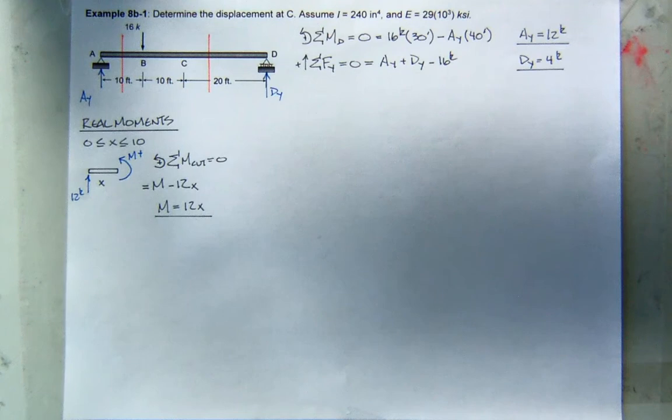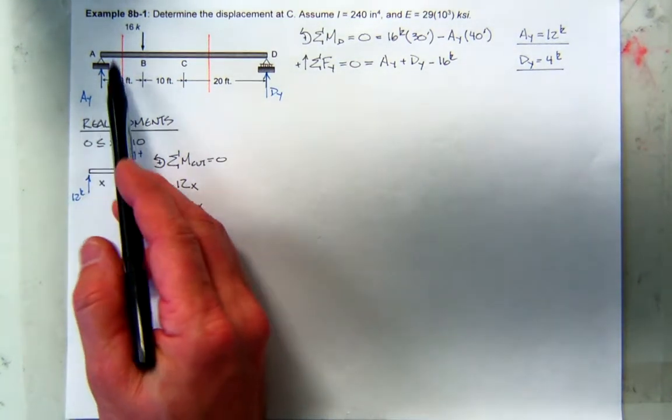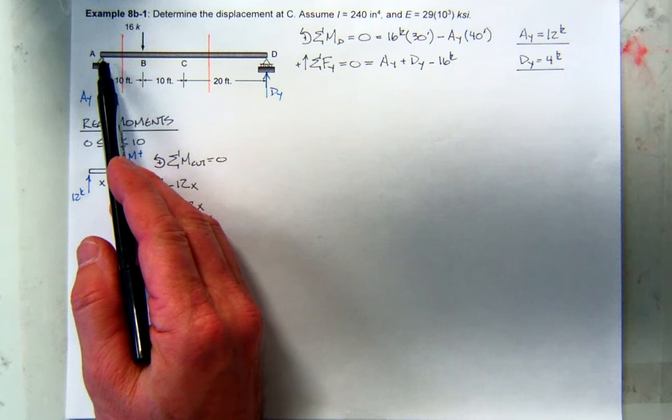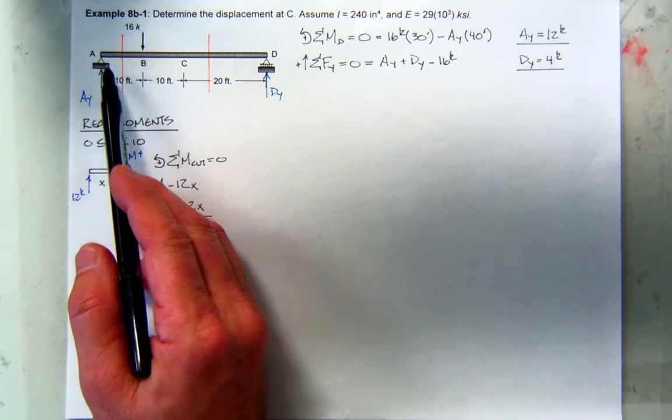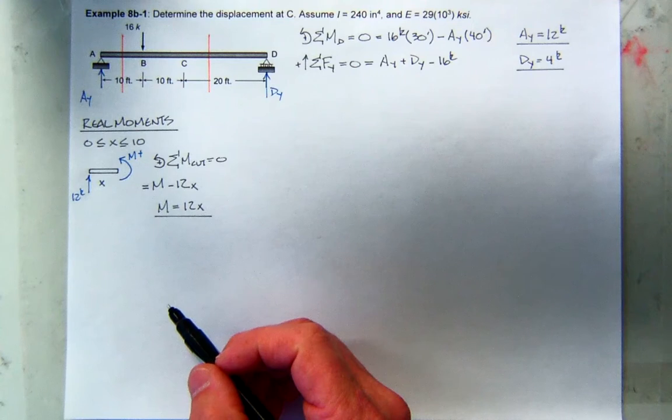Not too bad. And really, you only have one place to check it. I do know the moment at A. What is the moment at A? 0. And that's at X equals 0. And if you put in X equals 0, you do get 0. So at least it's satisfying that.